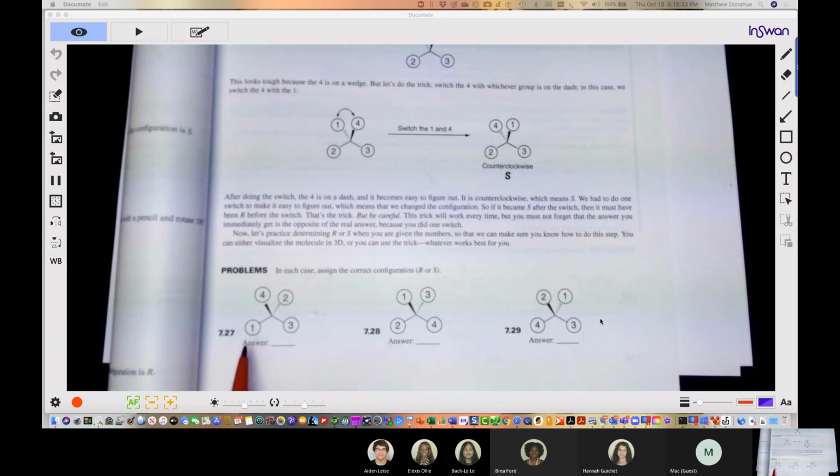So for 27, the lowest priority group is towards you. So whatever you determine in terms of your rotation, you have to flip to the other configuration. So what do you think 27 should be? Maybe just type it in the chat. So again, there might be students responding super fast. I still encourage you to do it yourself and then respond in the chat.